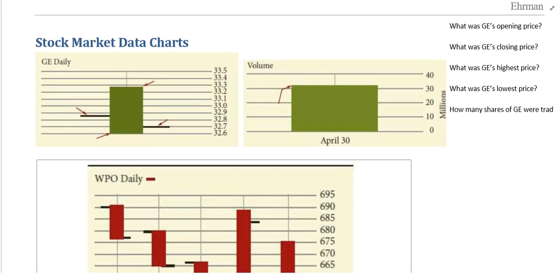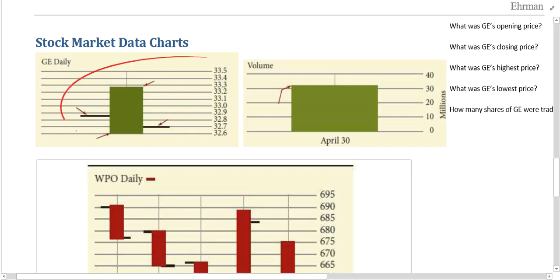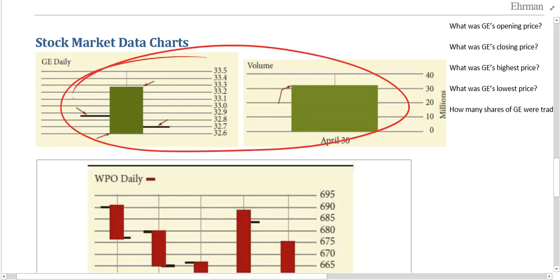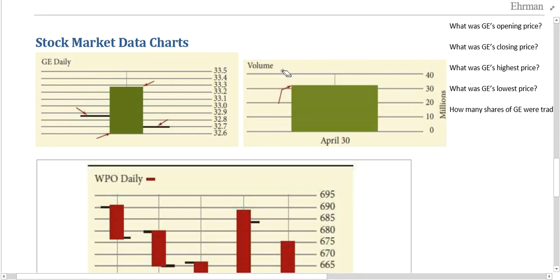So on this second page of notes, I'd like for you to answer the following questions about this single day chart. Now, I split it up into two pieces so that it would fit on our worksheet a little bit better. But remember, both of these charts typically go together with one another, and they're stacked over top of each other usually. The first question that I have over here on the right-hand side is, what was GE's opening price?